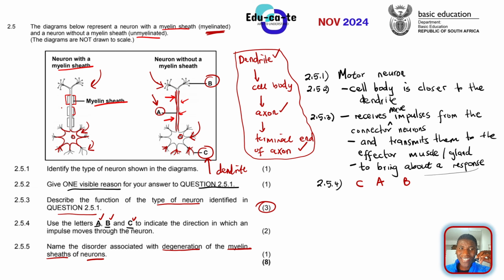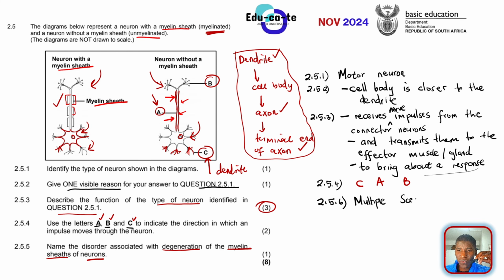You would desire to have a neuron that has more myelin sheath, because the myelin sheath is there to conduct impulses faster. It insulates the neuron, so it helps the impulses to move faster. Once the myelin sheath is damaged or has degenerated, you have this condition known as multiple sclerosis. Don't just write MS, write multiple sclerosis.